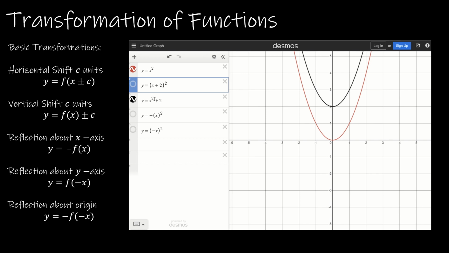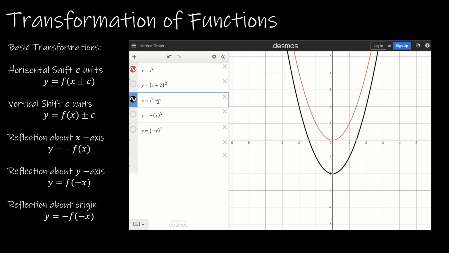So again, I didn't change the function itself. y equals x squared was the original function. Then I'm just adding or subtracting. Same thing, I could do minus 2 and it would move down. So let's go ahead and change it back to plus and take a look at now reflecting.